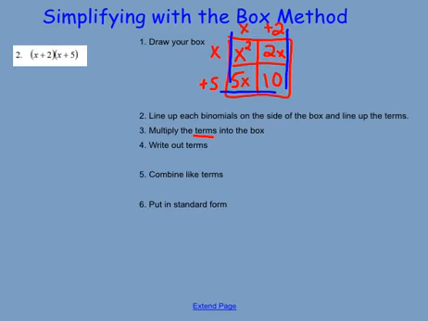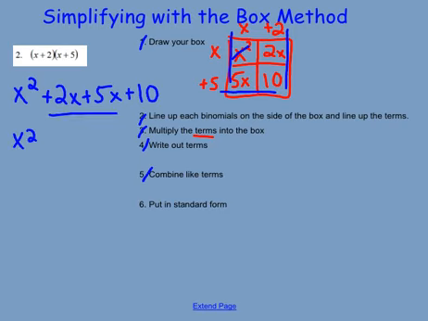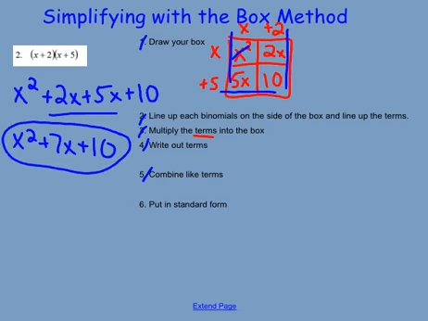Write out the terms. So now I got to write them out. I would have x squared go first. That's my largest degree. Now I'd have plus 2x because that's a positive 2 in there, plus 5x, and then plus 10. Those are all positive. Combine like terms. I would see 2 plus 5, so I'd have x squared plus 7x plus 10. And I know I put it in standard form because I did it in order.